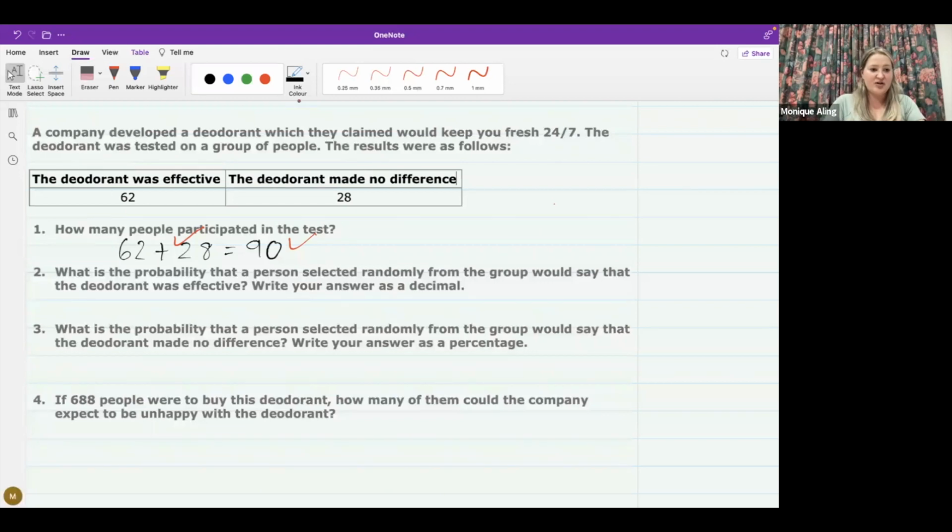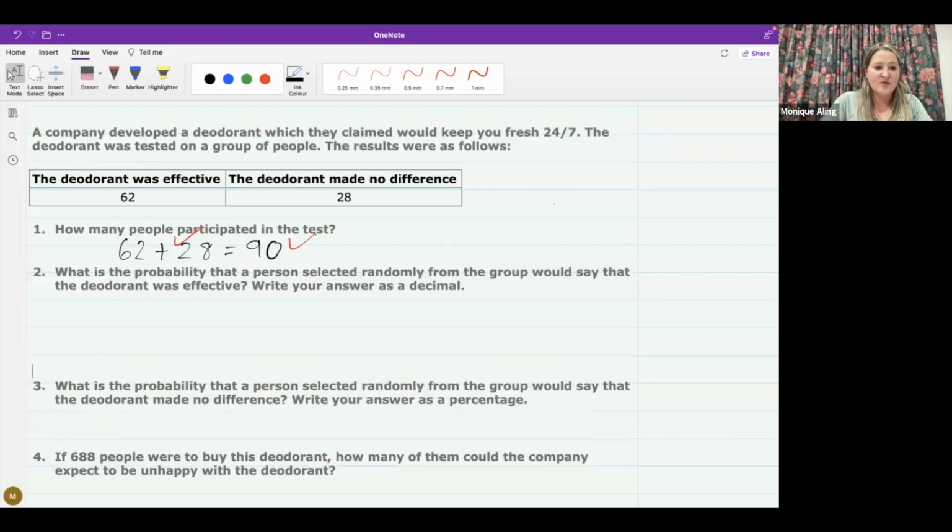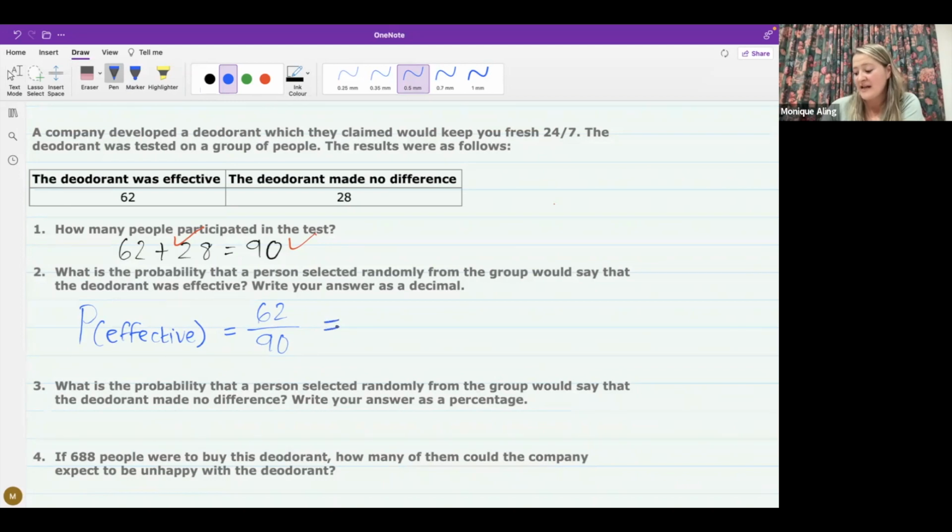Let's have a look at question 2 specifically. We're looking at the probability of the effective group members. There are 62 out of the 90 people who say that this deodorant is effective. We want it as a decimal, so we press the SD button and we get 0.6888, which is actually rounded to 0.69. That's one of the common mistakes I saw there, the rounding.